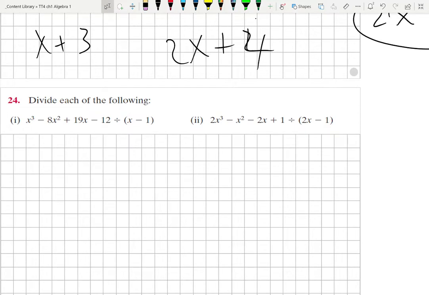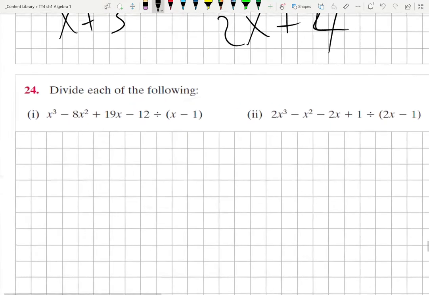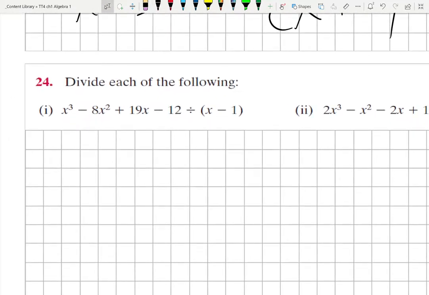Now, how do we do this? You can use synthetic division, or you can divide the ends and have one indeterminate value. I'll show you what I mean.